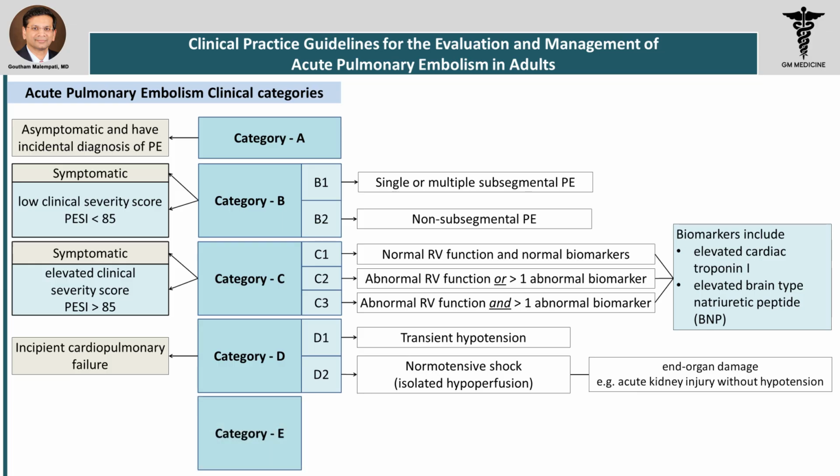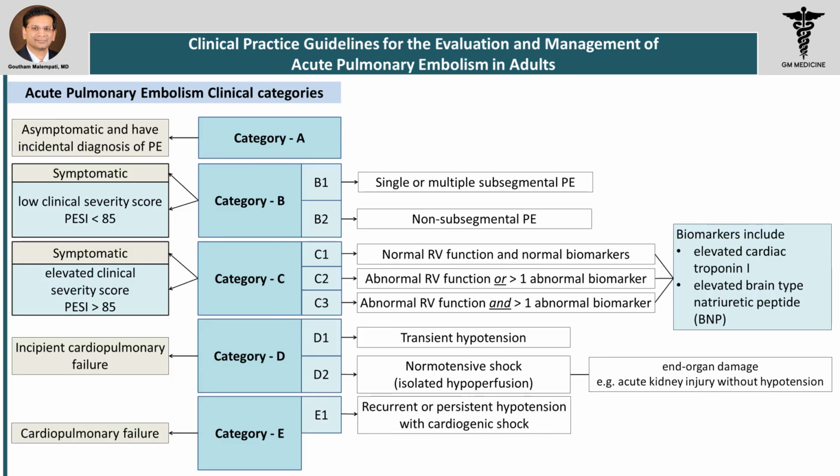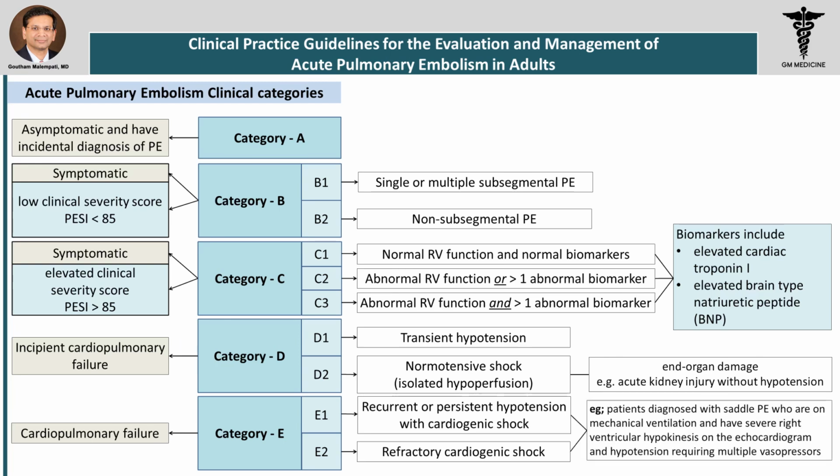Category E is the most severe category. Patients in this category have cardiopulmonary failure. Subcategory E1, patients have recurrent or persistent hypotension with cardiogenic shock. Subcategory E2, patients have refractory cardiogenic shock. Example, patients diagnosed with saddle pulmonary embolism who are on mechanical ventilation and have severe right ventricular hypokinesis on the echocardiogram and hypotension requiring multiple vasopressors.